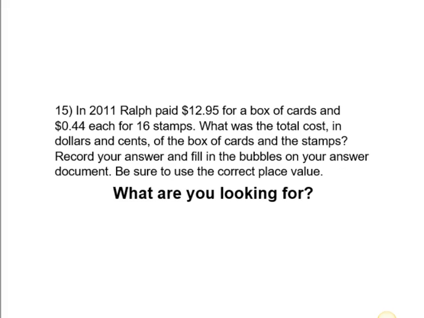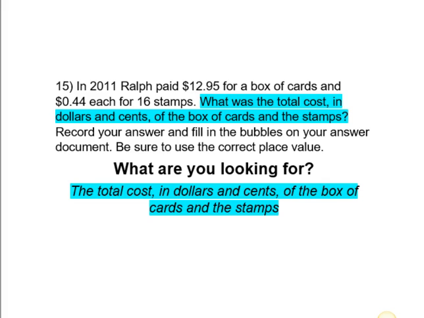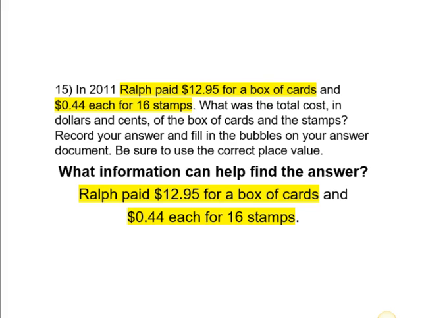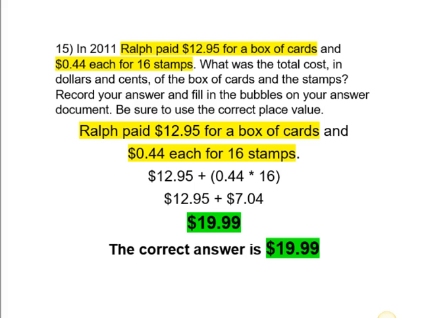What are we looking for? We are looking for the total cost in dollars and cents of the box of cards and the stamps. What information can help us find the answer? One, that Ralph paid $12.95 for a box of cards, and two, that the stamps were 44 cents each and he bought 16 stamps. To solve this problem, what we would need to do is add $12.95 plus 44 cents times 16.